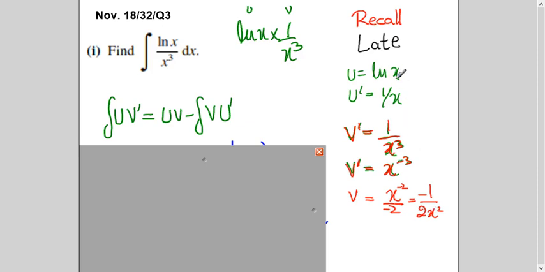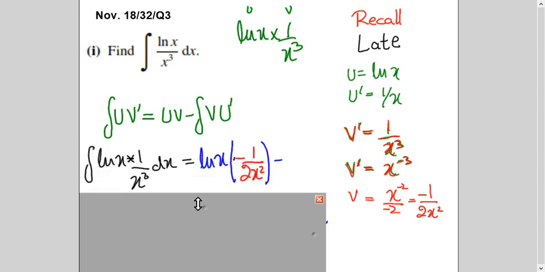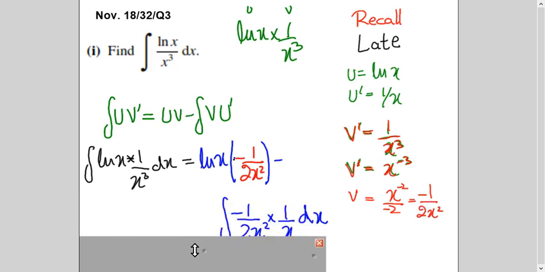Now I will plug in these values, u prime here and v here. So now let's substitute the values. My u is ln x, my v is minus 1 over 2x square, right? Minus vu prime. So v is again minus 1 over 2x square, and u prime is 1 over x. So I have simply substituted the values here.